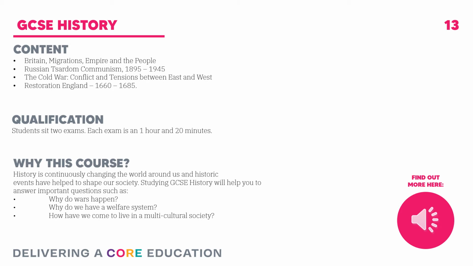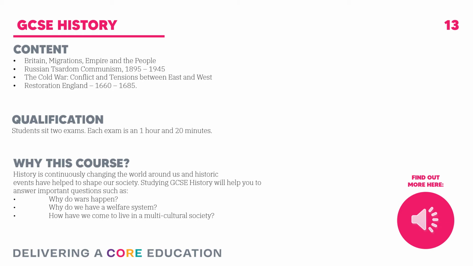Britain, Migrations, Empire and the People, where we look at a history of Britain from about 1000 to modern day and how it expanded, the might of the British Empire, post-World War II, advent of multiculturalism, all those things. We then move on to the Russian Tsardom and communism, looking at the establishment of the Soviet Union led by Stalin from 1895 to 1945.